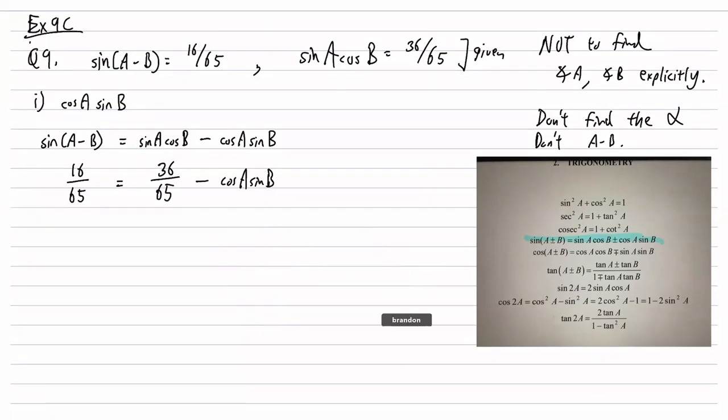That's simple? Yes, you just need to use the formula, okay? So for this one, you don't need to find the angle, and you don't need to find any of the specific alpha or A minus B. Just use the formula, okay?